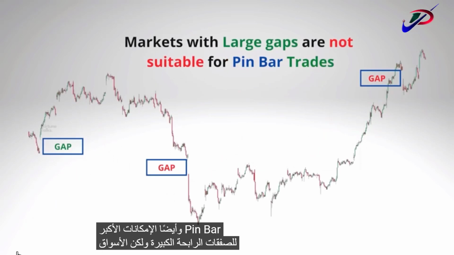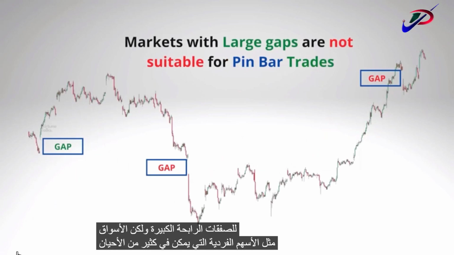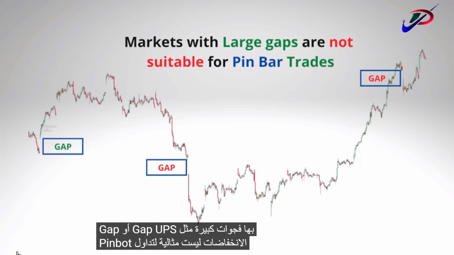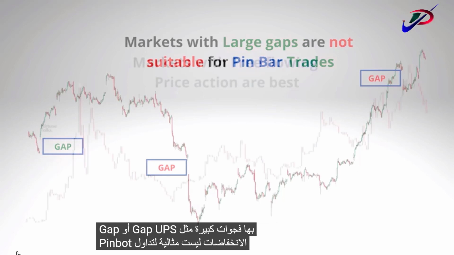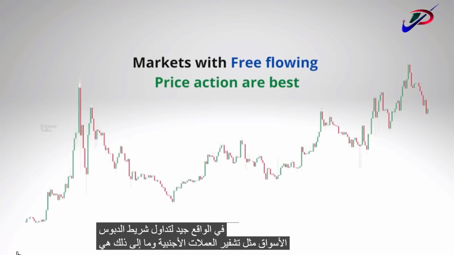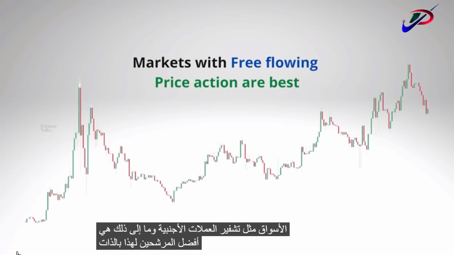But markets such as individual stocks that can often have large gaps like gap ups or gap downs are not ideal for pin bar trading. Instead, the markets which are fast and free flowing with smooth price action are actually good for pin bar trading. So markets like FOREX, crypto, etc. are the best candidates for this particular strategy.